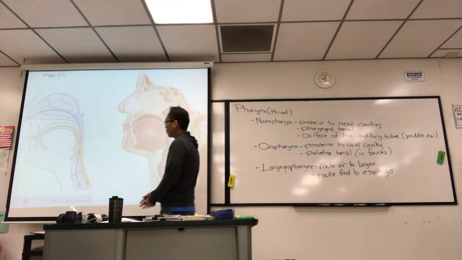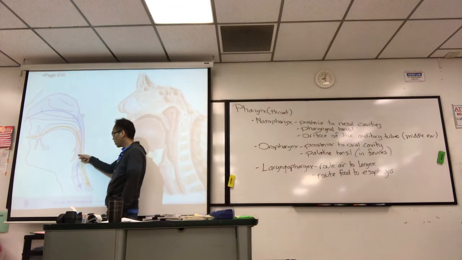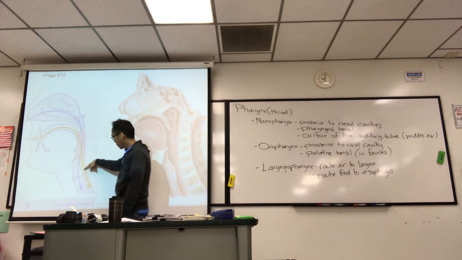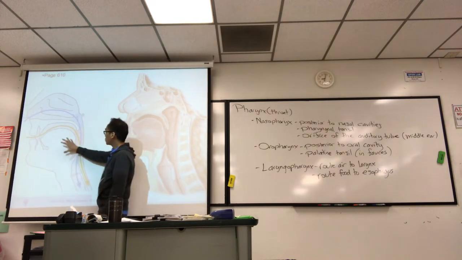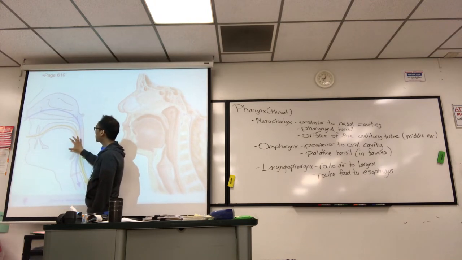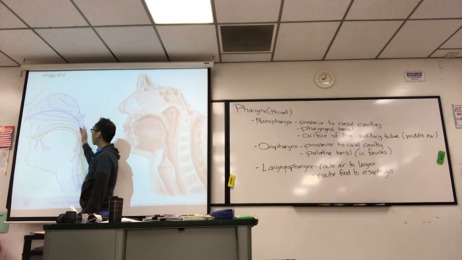When you swallow food, there's a little flap of tissue here called the epiglottis. It's supposed to guard the airway. The food is supposed to go down this way. But when you swallow, there's a lot of muscular reactions that happen. If it backwashes, it'll blow out your nose.